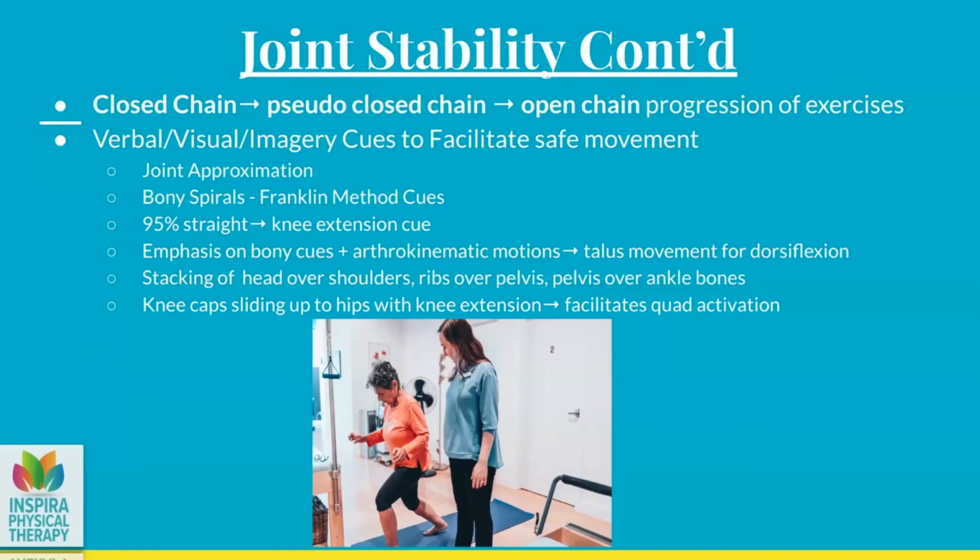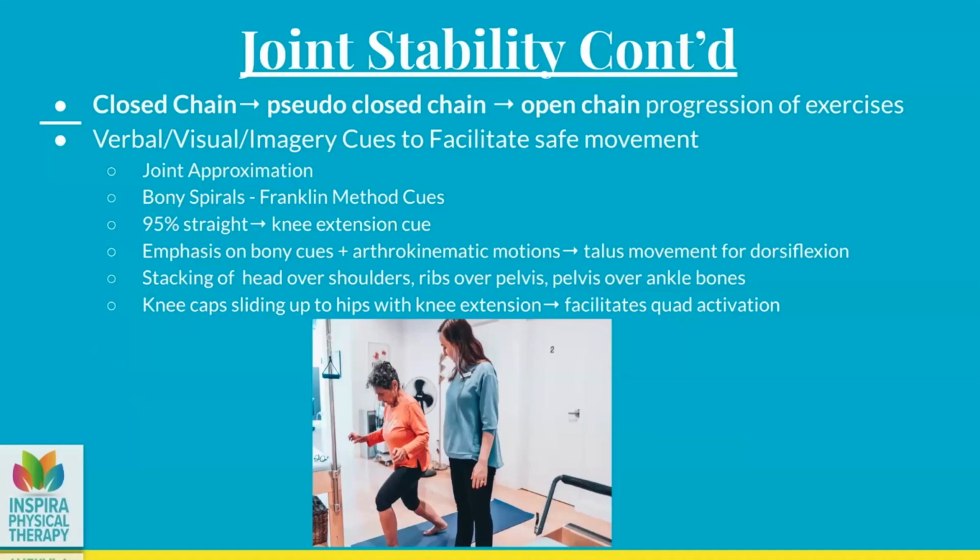Open chain will be the most challenging for someone who is hypermobile, versus closed chain will be the easiest and the most ideal place to start when you are re-educating a movement pattern and when you're re-educating someone in understanding joint stability and joint congruency.